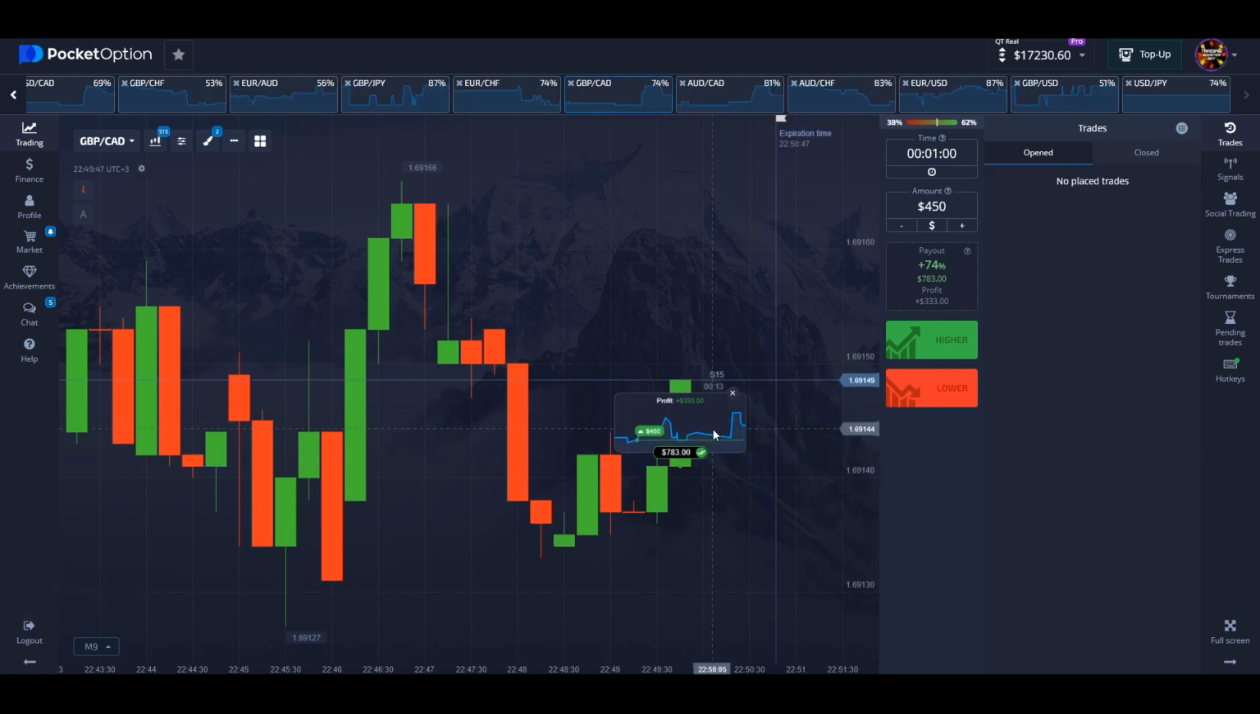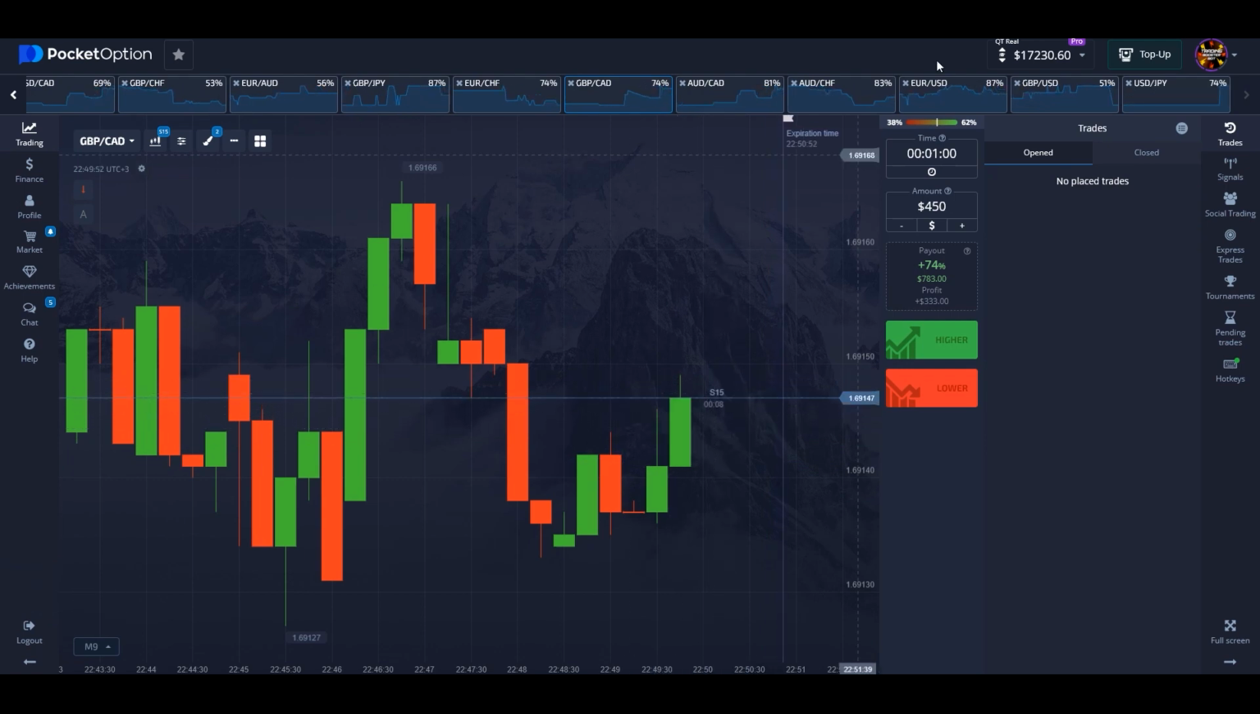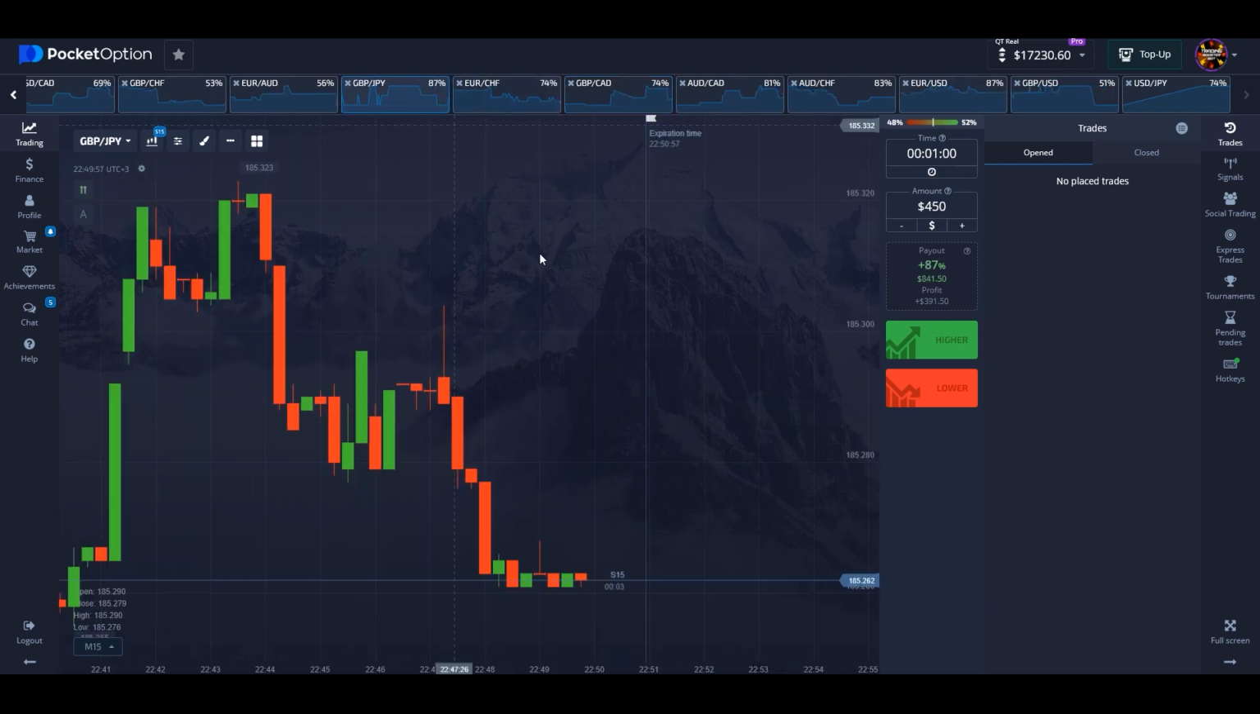Another deal closes in the plus and brings me $333. Already $17,000 on the balance. A good result.